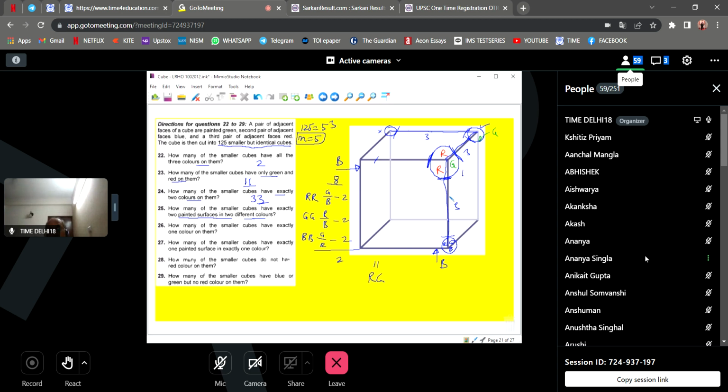तो क्या मैं ये कर सकता हूँ? 11 -2, 9। रेड ग्रीन वाले कितने हो गए? 9 हो गए। two surfaces, two colors. ग्रीन ब्लू कितने हो गए? ग्रीन ब्लू वाले भी 9 होंगे, रेड ब्लू वाले भी 9 होंगे, टोटल कितने हो जाएंगे? 27. Yes, everyone. Is it fine? Question number 25.